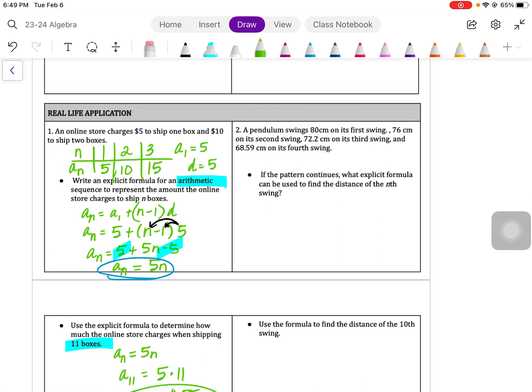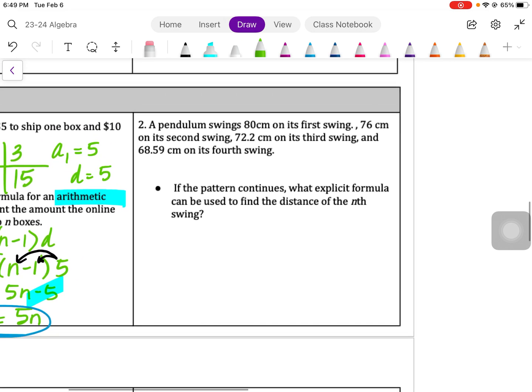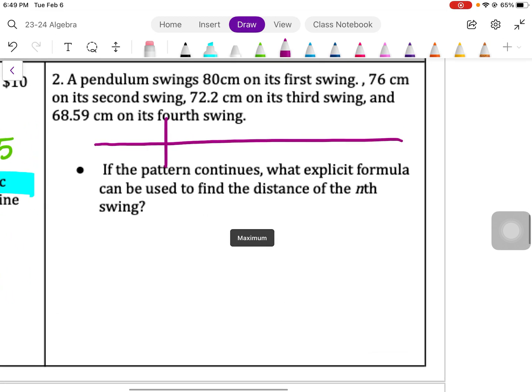Number 2, a pendulum swings 80 centimeters on its first swing, 76 centimeters on its second swing, 72.2 on its third, and 68.59 on its fourth. So just like I did before, the first thing I'm going to do is create a table. So let's start with that. I'll try not to mess this up. I don't have as much space.